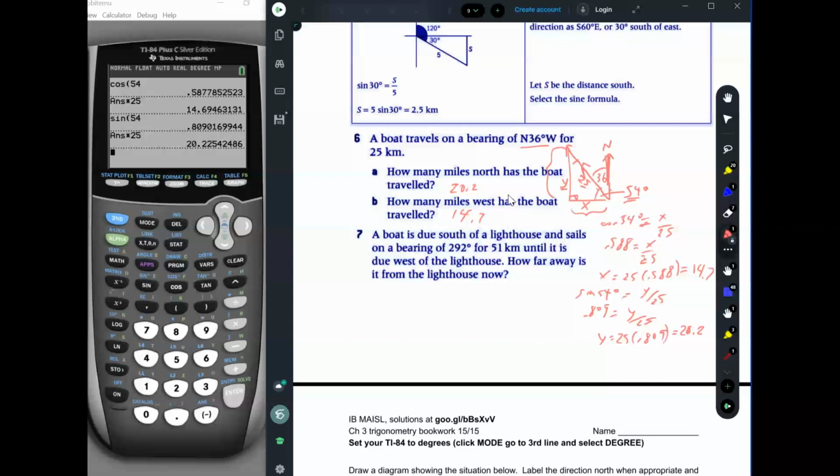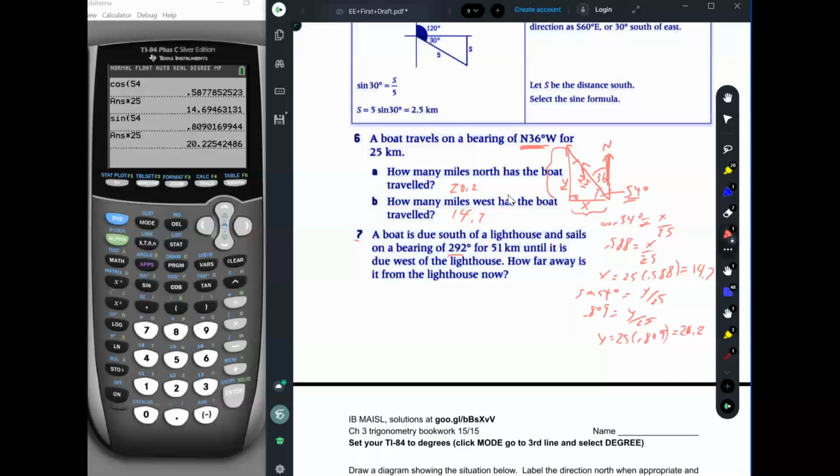And the only part of this that is different than the previous pages you did was they gave the direction in this format here, and they're using north, east, west, south. Number 7. A boat is due south of a lighthouse and sails on a bearing of 292 degrees for 51 kilometers until it is due west of the lighthouse. How far away is it from the lighthouse now?